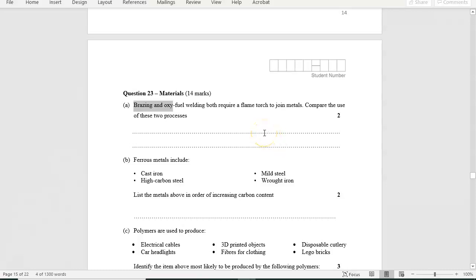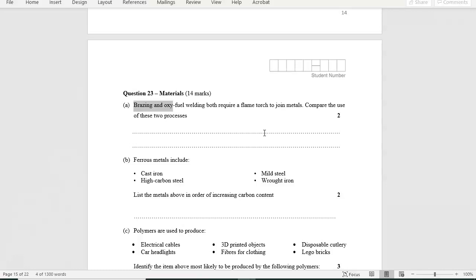Okay, so to move on, brazing. Brazing and oxy welding both use a flame to join metals. Compare the use of these 2 processes. So for brazing, there are several things you can write. I only need 2. Brazing can be used with non-ferrous metals. You can use brazing to join metals that aren't steel or other iron-based materials.